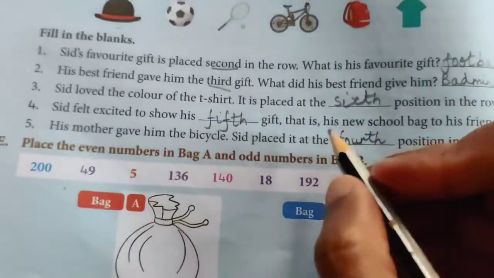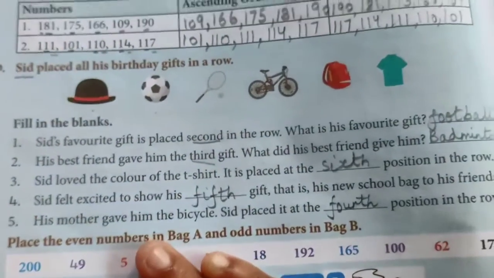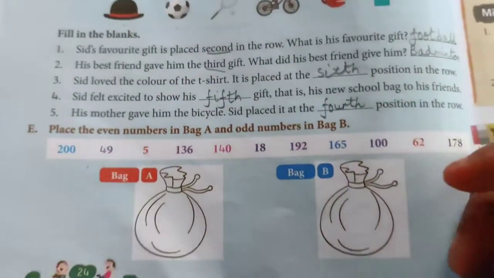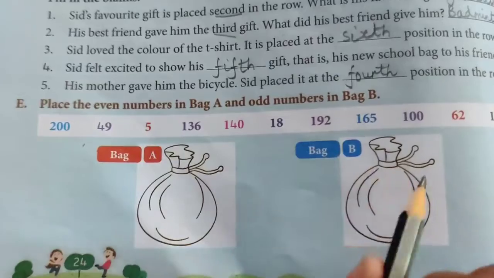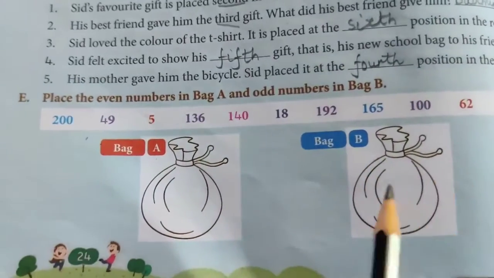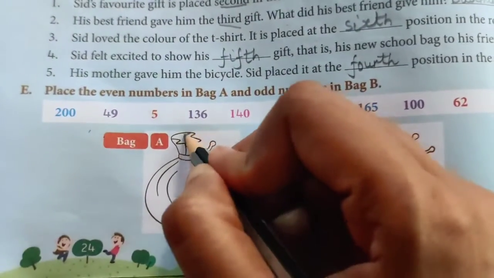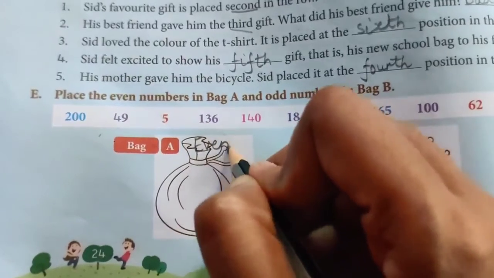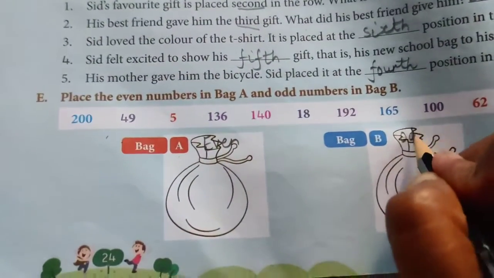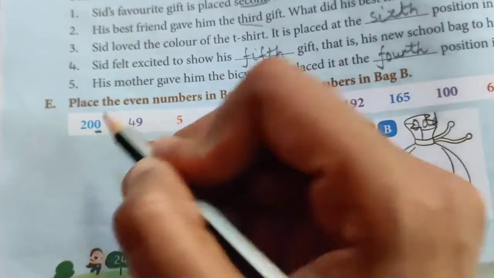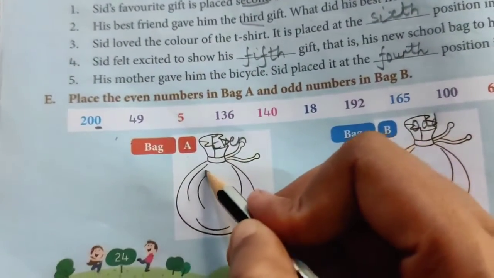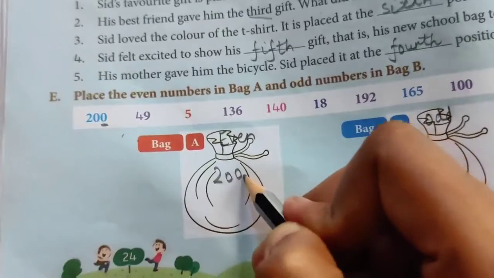Right. So in this way, ordinal numbers we have revised. Yes. Now here are two bags, right? This is bag A and this is bag B. Now what we have to do? We have to write all even numbers here and odd numbers here, right? So let's see, 200. So 0 is at the last, so it will come here, right?